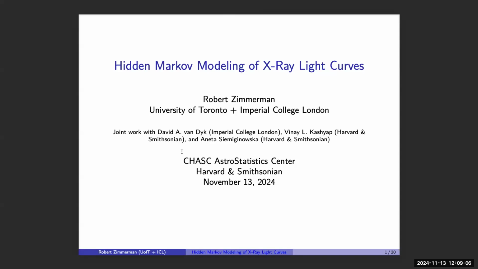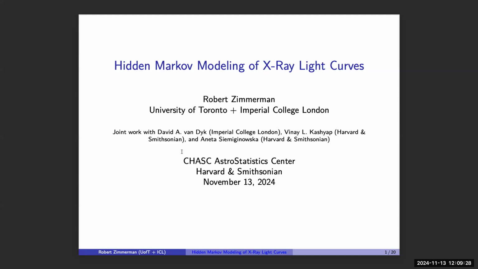Sure. So Robert Zimmerman is a postdoc here at Imperial College. He just arrived a month and a half ago from the University of Toronto. You can see on his affiliation, he lists them both because he did this work while he was there. He worked with Anita and Vinay and I on this project over about a year, mostly while he was remote.